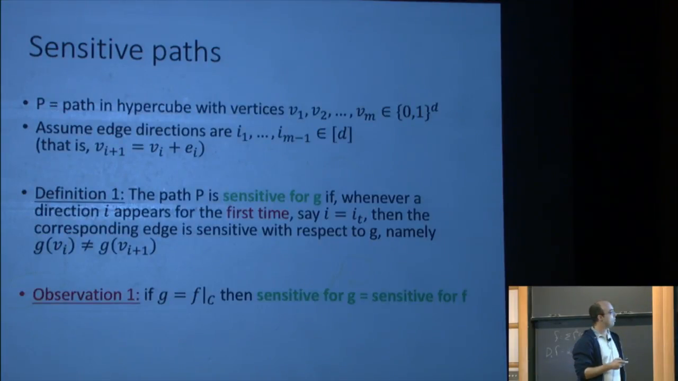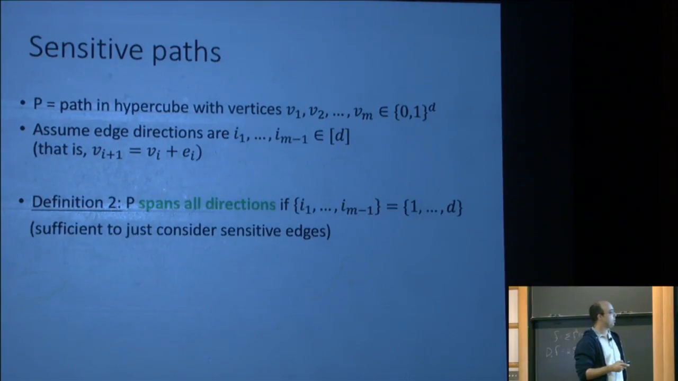So this was the first definition, and the first observation is that if G came from a restriction of a Boolean function f on n bits, then this property of being sensitive for G is exactly the same as being sensitive for f. Because G and f take the same value on the subcube, and the path is contained in the subcube. So it's the same thing. Okay, just to remember.